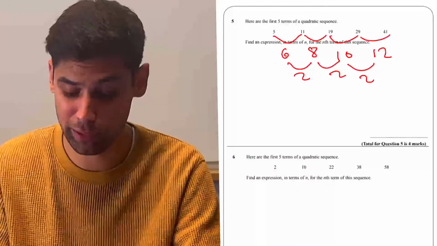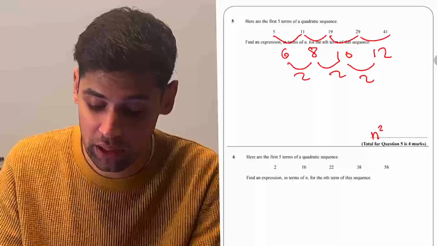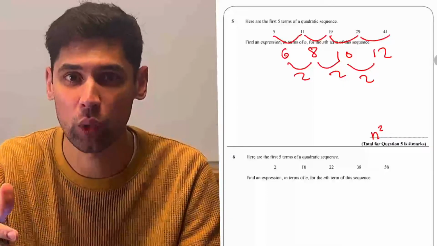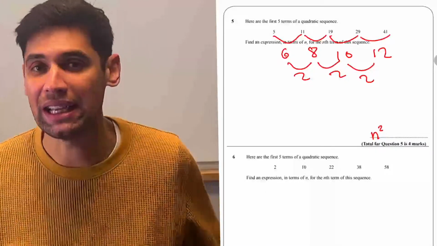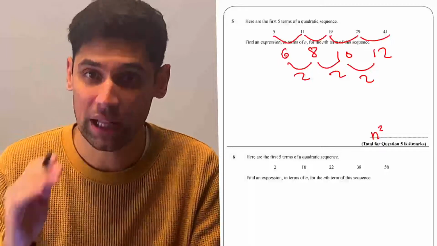And that's actually going to make up the first bit of our answer. Our answer is just going to start with 1n squared. We don't need to write the 1 because n squared is just 1n squared. So that's the first step.